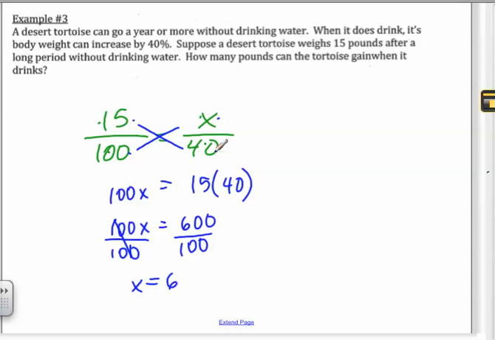Okay? Now, let's go back and see what the question asks us. How many pounds can the tortoise gain when it drinks? Well, looking at the math we got, Miles, how many pounds can it gain? 6 pounds.